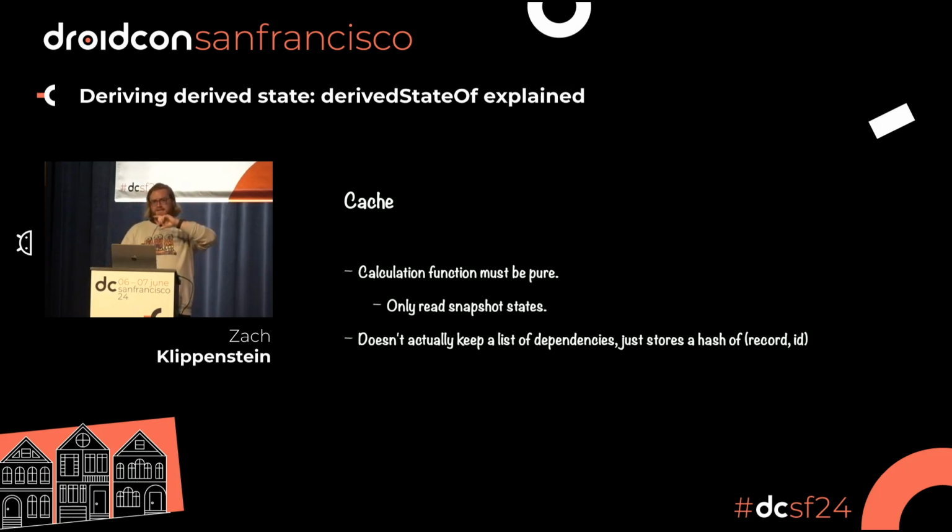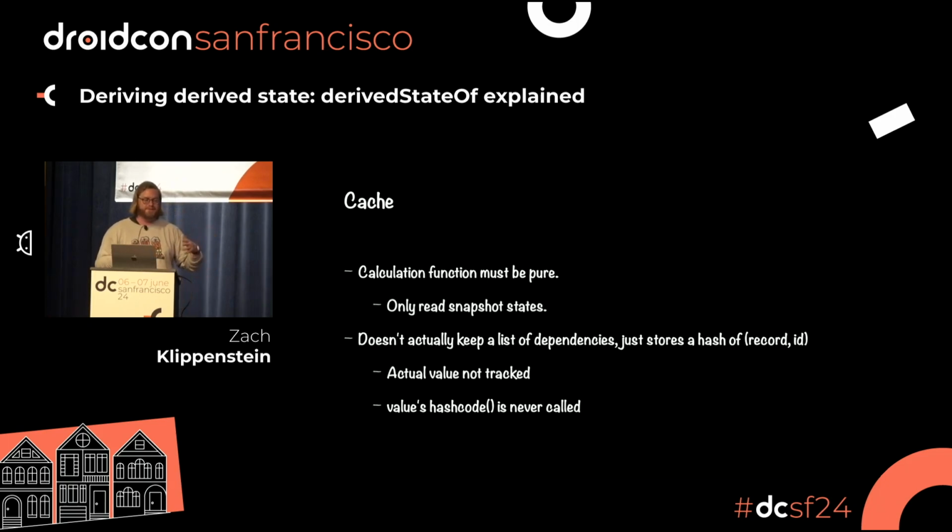The other thing is, in this example, I showed basically the derived state keeping a map of all the state dependencies to the derived state that read them. That doesn't actually happen in the implementation. Really what it does is just hash all of the record IDs together. And it hashes the record IDs, not the actual values. So even if you're storing something in a state object that has an expensive hash code or whatever, you're not hashing that. You're just hashing the record IDs. And this is good enough because derived_state_of doesn't actually care what the record IDs are. It just needs to know when they change.